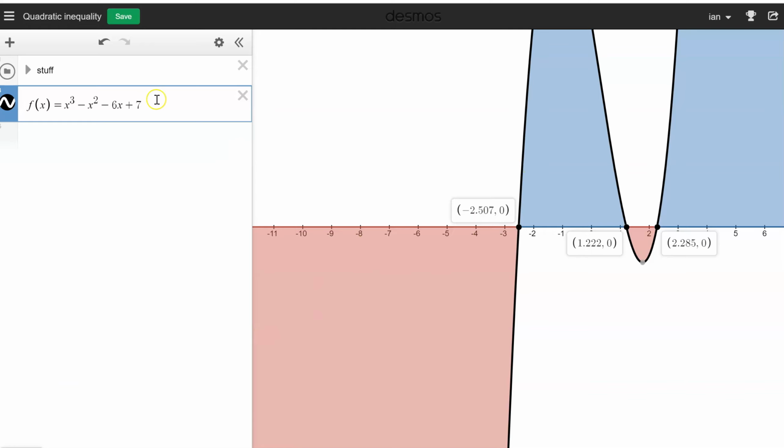So if we had this as greater than 0, it'd be from negative 2.5 to 1.2 with parentheses. And then if it was greater than or equal to, it'd be from here to here and from here to infinity and so on. So if it's above, it's greater than. If it's below, it's less.